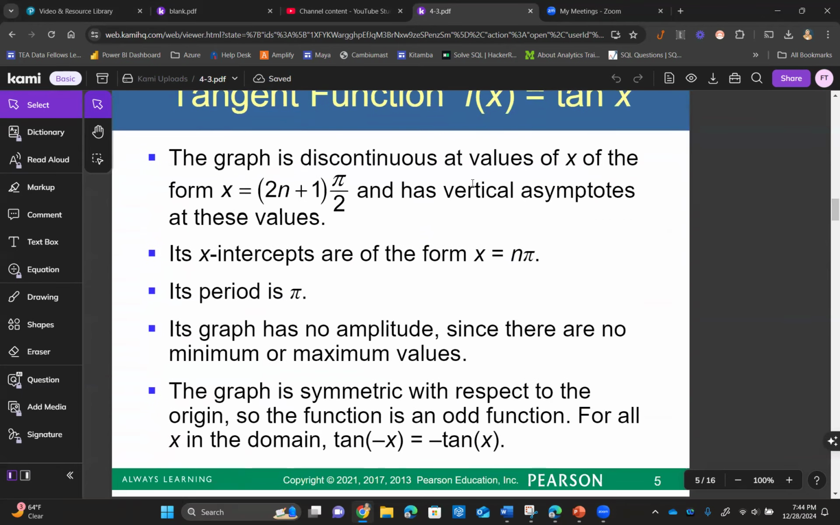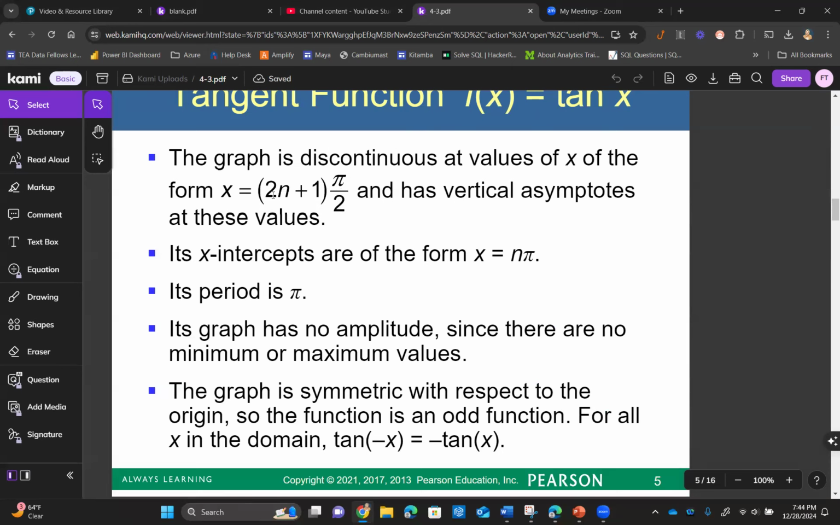If we look at the details of this graph, if you remember, for sine and cosine we studied that those two graphs are continuous at all values. However, for tangent of x, we have some discontinuity now. The graph is discontinuous at values of x of the form x equals (2n plus 1) pi over 2 and has a vertical asymptote at these values. So when n is 0, when we have pi over 2, the graph will be undefined. We will have a vertical asymptote.